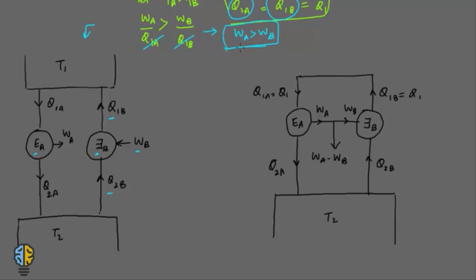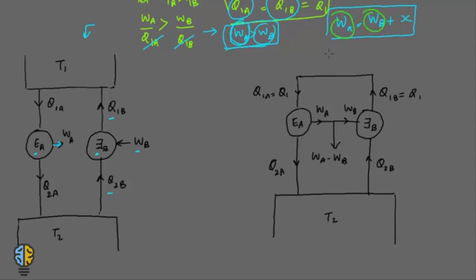Now this means that some part of WA, that is the work which is coming out of engine A, and that some part of WA is equal to WB. It may be fed to drive the reversed heat engine EB. Okay, now what is happening? As WA is higher than WB, I can write that WA is a sum of WB plus some quantity X. Okay, so WB is a part of WA.